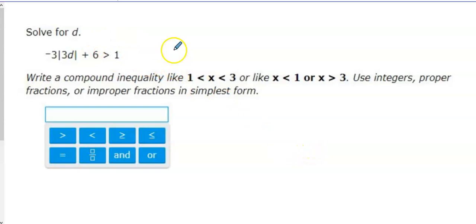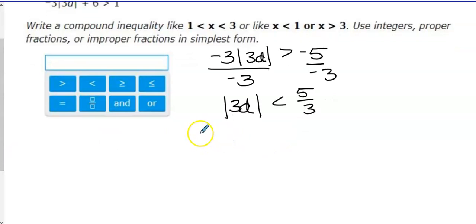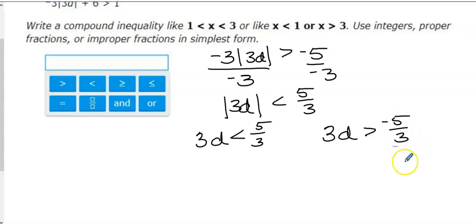Here's another one. Okay, let's isolate the absolute value. When you divide by negative 3, switch the symbol. So let's see. 3D is less than 5/3. 3D is greater than negative 5/3. So this is one of the and statements. I'm going to flip this one around.